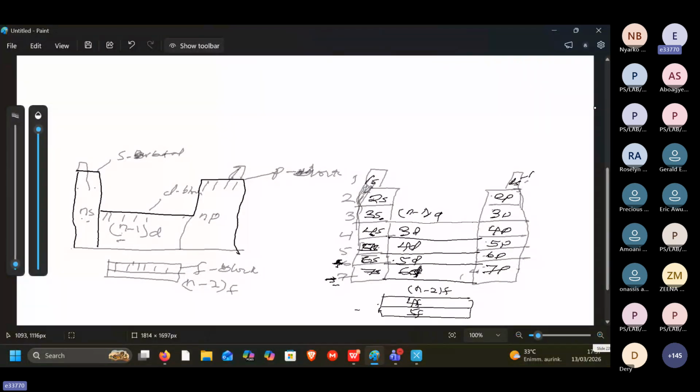So for example, if I have sodium, let me increase this. Sodium is going to be having atomic number 11.